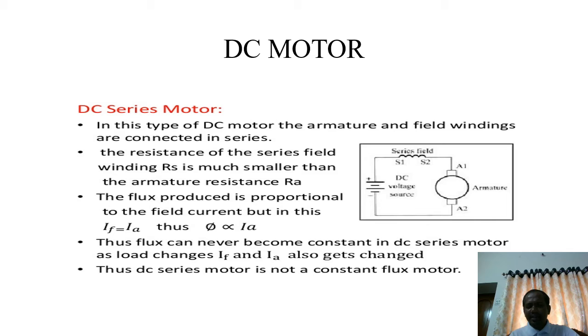But in this, what we have to observe is that the armature current is equal to the series field current. So IF is equal to IA. Thus, flux is directly proportional to IF, but IF is equal to IA. Flux is also directly proportional to armature current. Thus, flux can never become constant in a DC series motor.